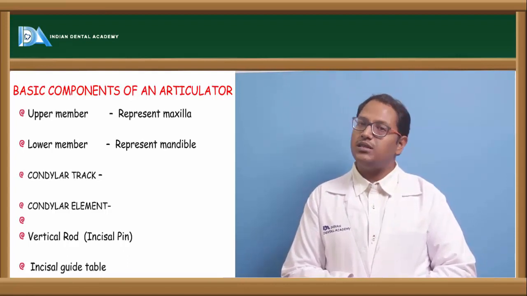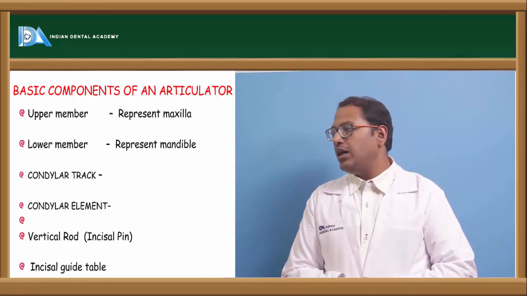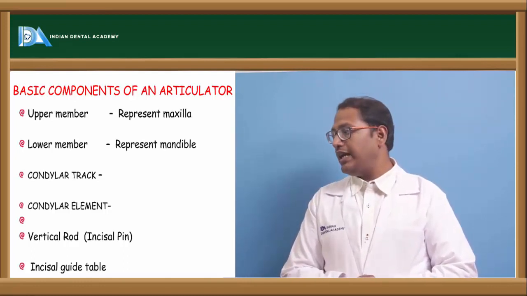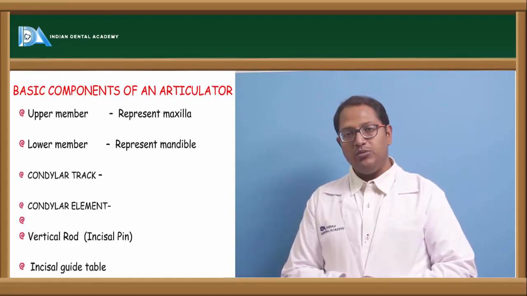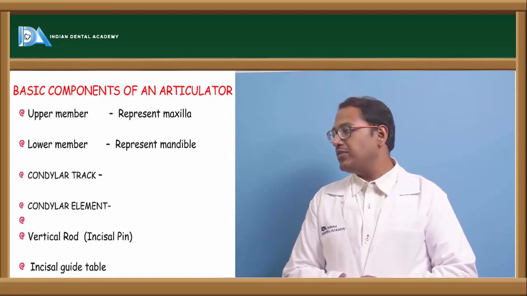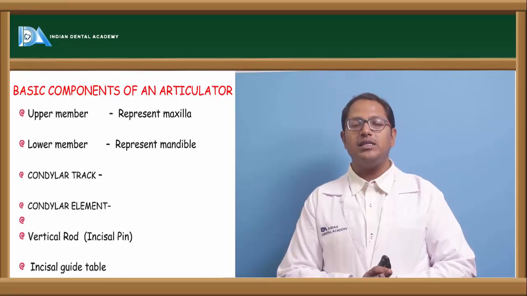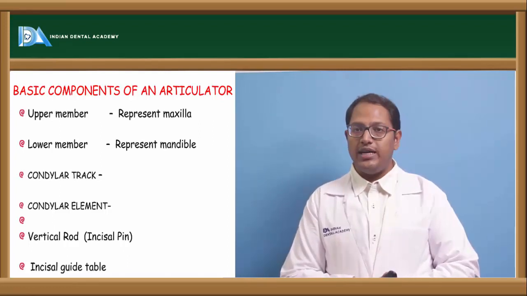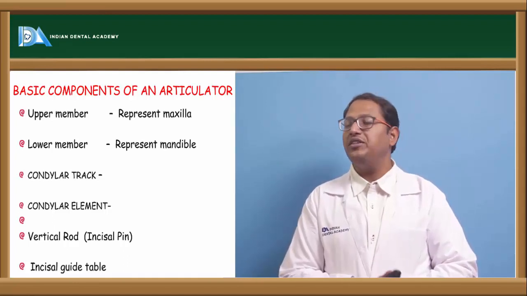What will it represent? A maxilla. A lower membrane, that will represent a mandible. A condylar tract, that is where the condyle is supposed to move in the glenoid fossa. It will simulate the condylar element that will simulate the condyle itself. The vertical rod is the incisal pin. The requirement is that the incisal pin should have stability when it is locked. Why is that so? So that it acts as an anterior reference point for us.